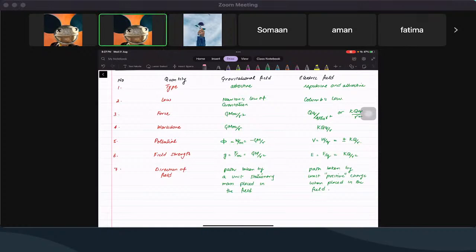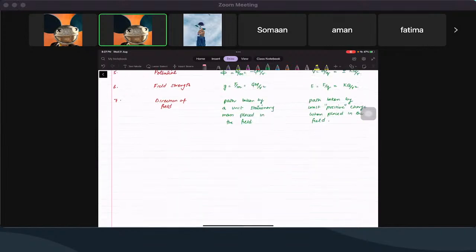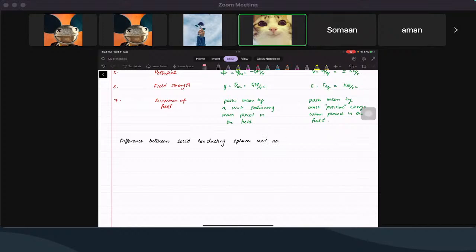All right, now basically we just need to do a couple of graphs. So please put the heading: the difference between solid conducting sphere and non-conducting sphere. Okay.